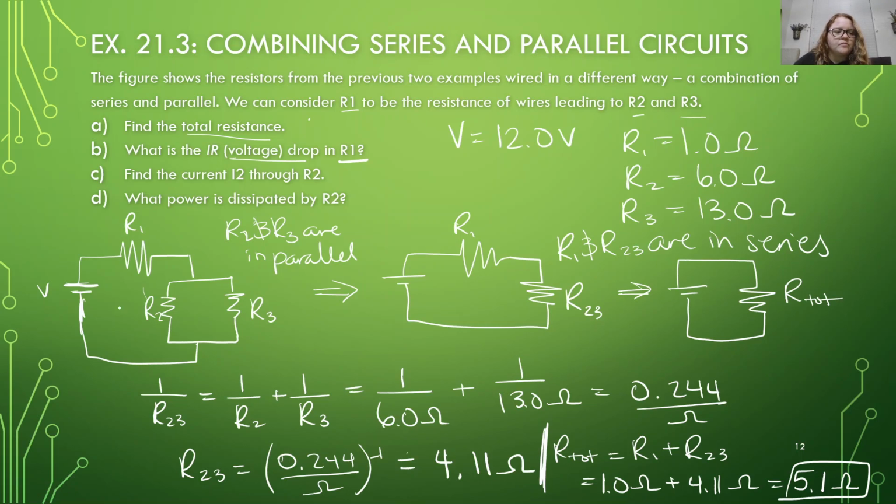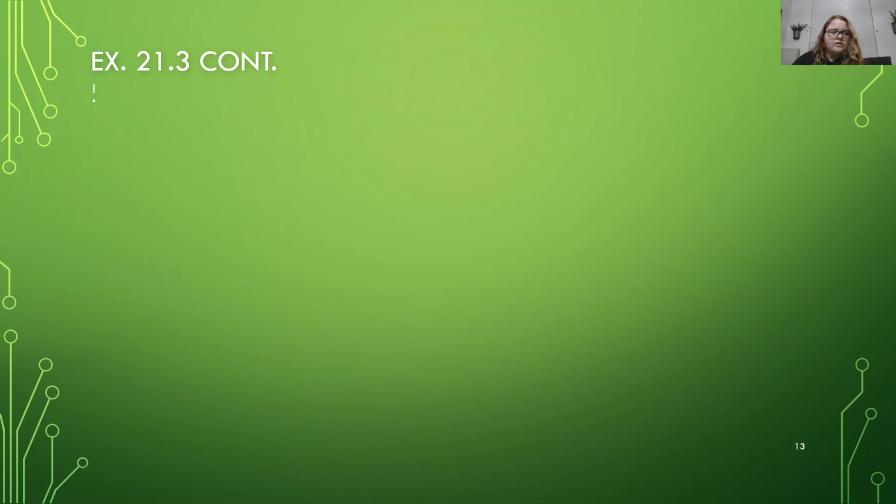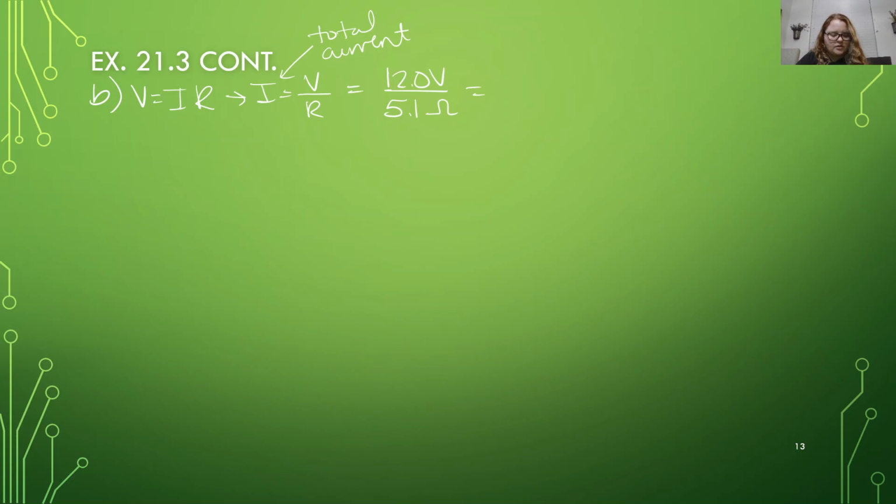All right, so we will first need to figure out our overall current, as if we have this situation. So let's go ahead and do that. V equals IR, or I is equal to V over R. And this is going to be our overall total current. And our overall voltage we were given as 12 volts. So 12 volts over our total resistance, or 5.1 ohms. So our overall current of the system will be 2.35 amps.